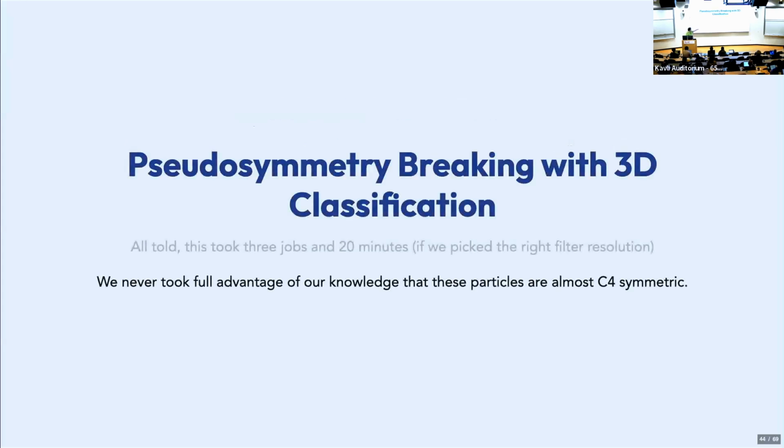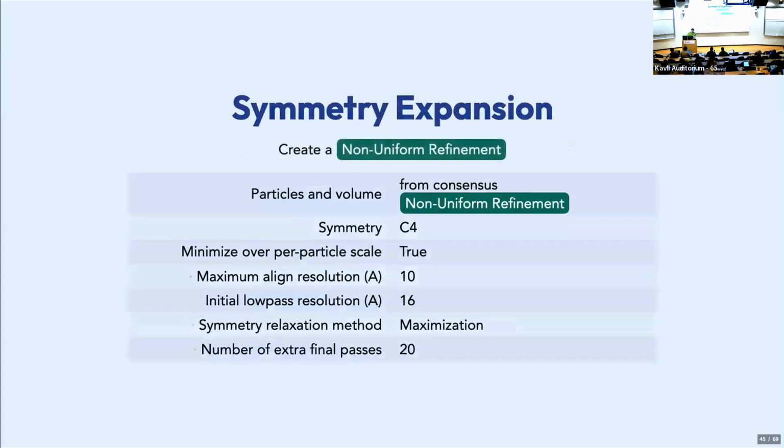However, I never really took advantage of the fact that we know these particles are C4 pseudosymmetric, right? I did take advantage of that fact in that I picked 4 3D classes, right? I knew that I only wanted 4 classes. But each particle we know is C4 pseudosymmetric, and so maybe we can take better advantage of that fact in a different job. For instance, we could try symmetry expansion. Okay. If you remember from the first part, the fundamentals part, symmetry expansion.